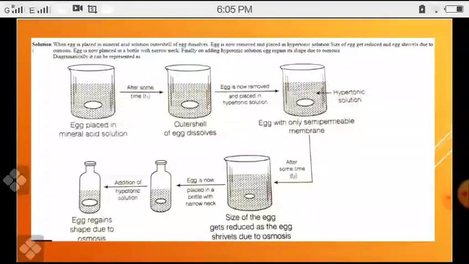Next condition, what to do? Put this egg into the water, which is the hypotonic solution. Hypotonic means the solute content is very less. The salt or the sugar content is very less, but the water molecules are more. So what happens? The egg regains its shape due to osmosis. The water molecules from the hypotonic solution move inside the egg. The egg regains its shape. The normal shape comes back.